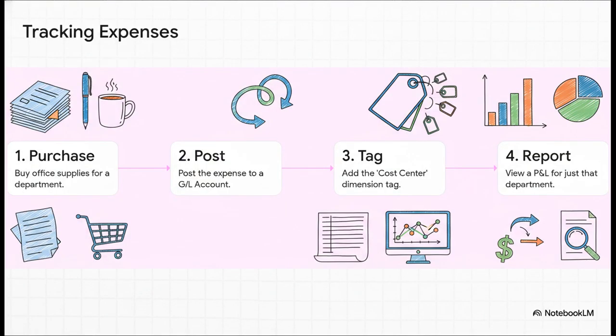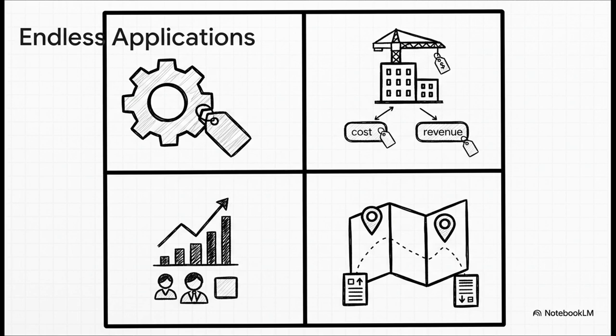Let's take a super simple example. Say your company buys some office supplies. You post that expense. But now you also add a cost center tag for the marketing department. If you do that consistently for all marketing expenses, you can, at any time, instantly run a full profit and loss statement for just the marketing department. It is that simple and that powerful. And really, the possibilities are endless.